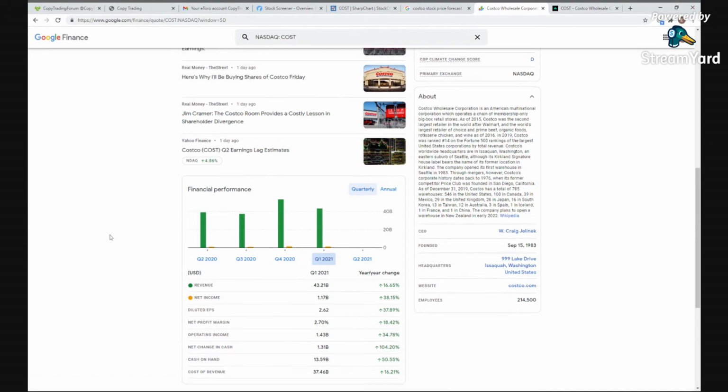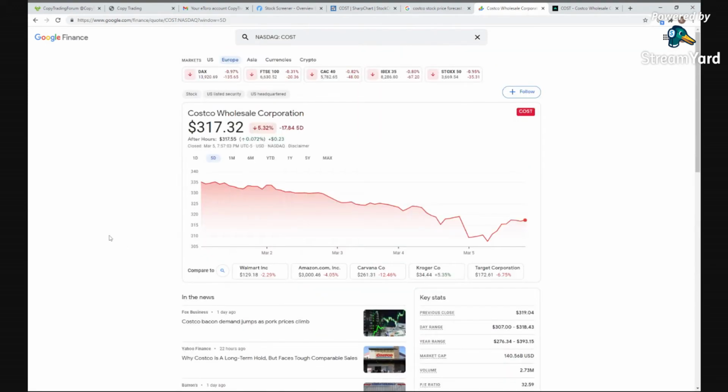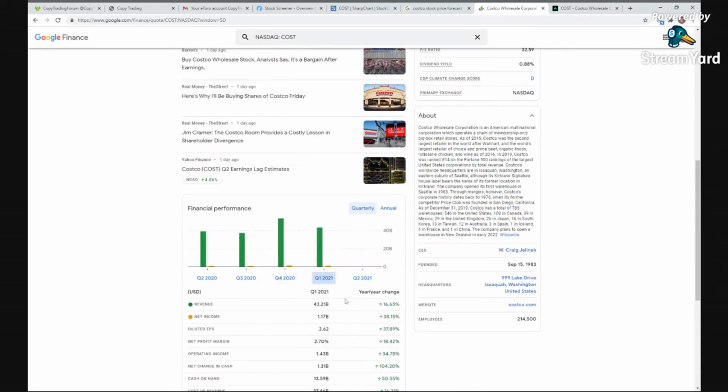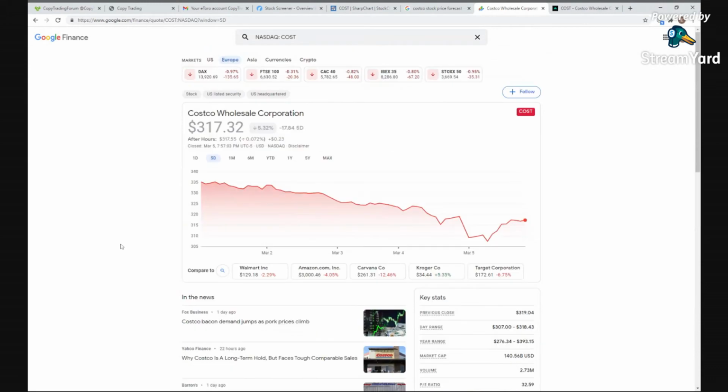But that's how you can check out the finances, or you can go onto YouTube and just put in Costco stock price financials or Costco stock financials, and someone will have made a video to explain all the finances, etc. But I look at the revenue, net income, and earnings per share. That's all I really need to know. But do your own research, guys, also. And that's why I'm recommending you use YouTube to research too, like I do.